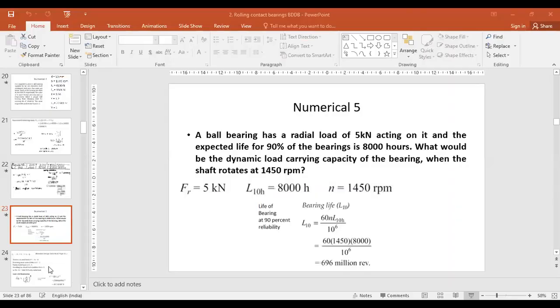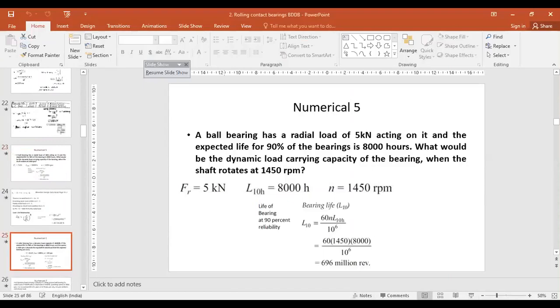Now, I'll share the screen again. We have finished with the 5th numerical. Let's go with the 6th numerical, right?